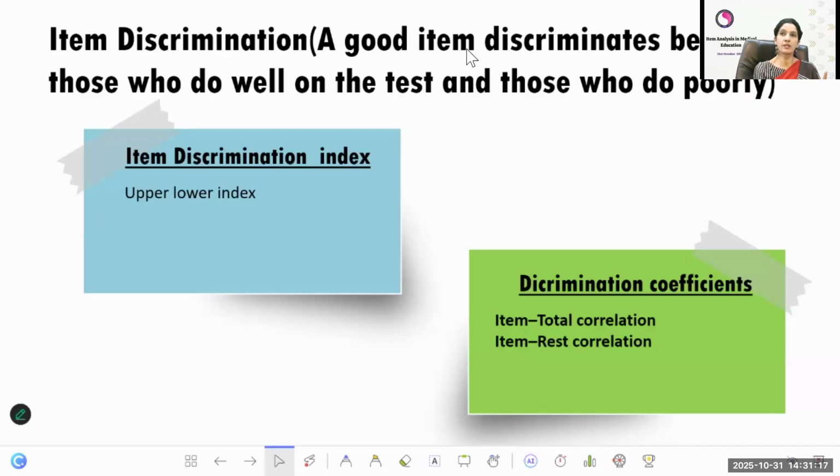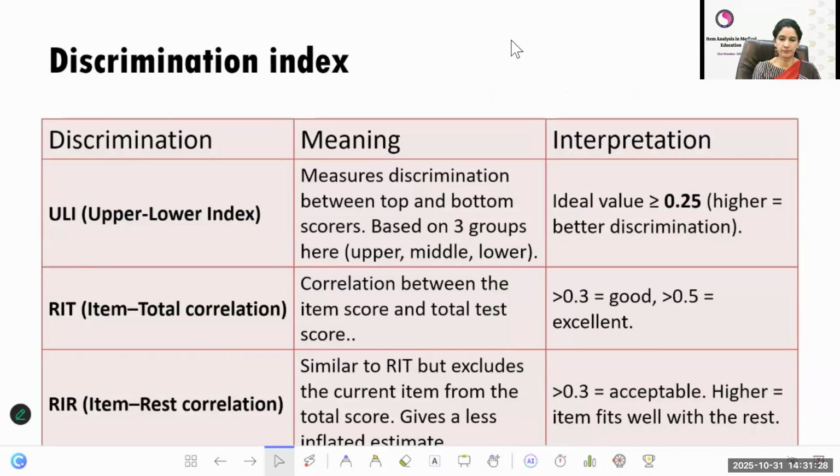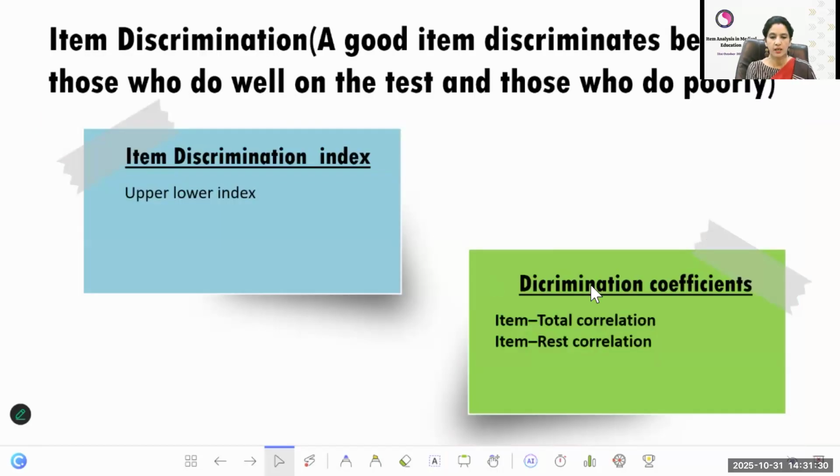A good item discriminates between those who do well on the test and those who do poorly. Basically there are two indices: the upper-lower index and the discrimination coefficient. What is the discrimination coefficient? Item total correlation and item rest correlation. This is there in the JAMOVI output, which tells us about the discrimination coefficient.